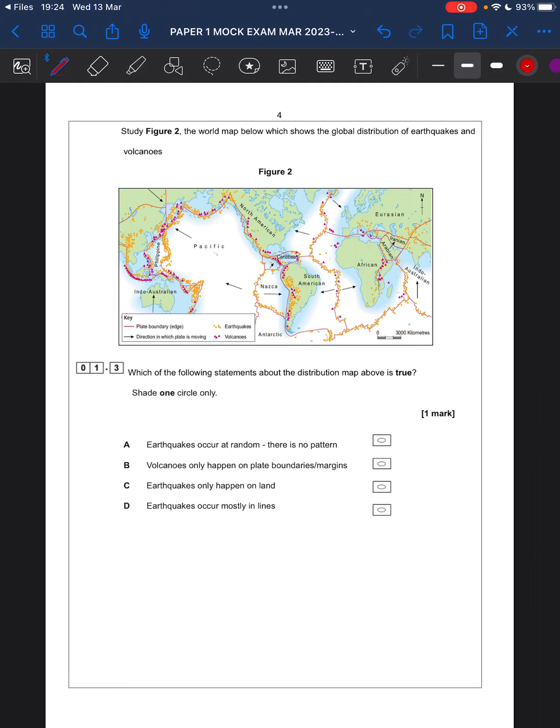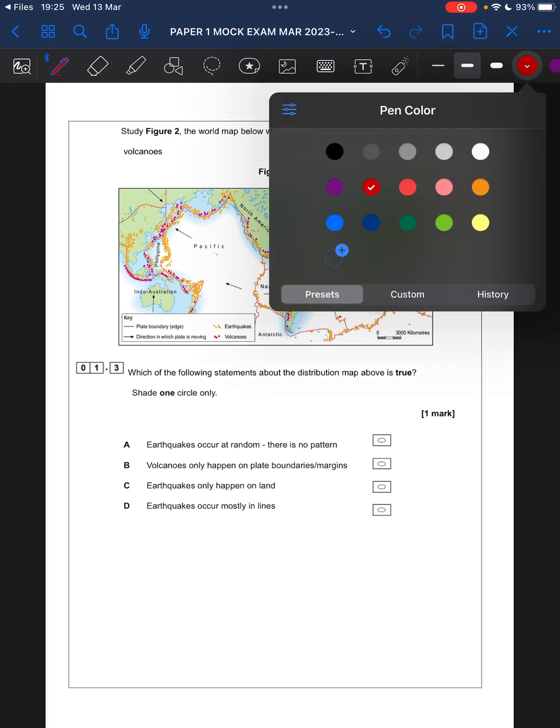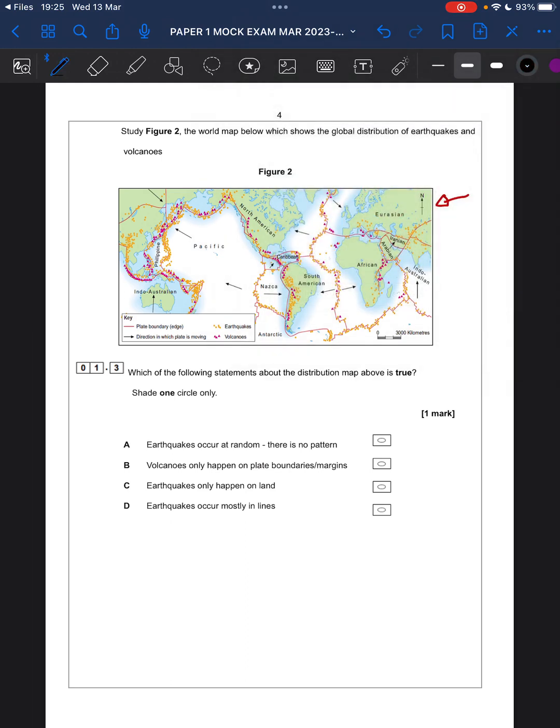Okay, so we have a map here showing plate boundaries, and we've got some volcanoes and earthquakes upon there as well. Now, for a question like this, you really just need to be getting these right. You can't get these wrong because the answer is literally here. It is in this map. So you've got to read the guidance and just take your time with it. Okay. So earthquakes occur at random. There is no pattern. Well, we can see that is incorrect. As you can see, they are quite clearly in very specific areas around plate boundaries. So that is incorrect.